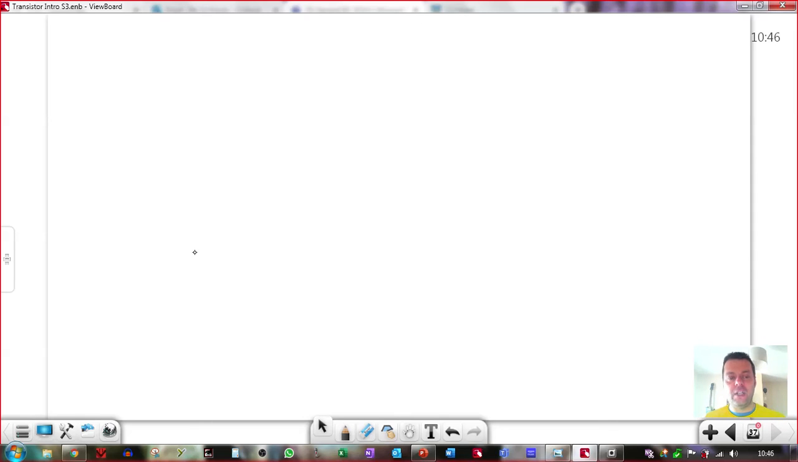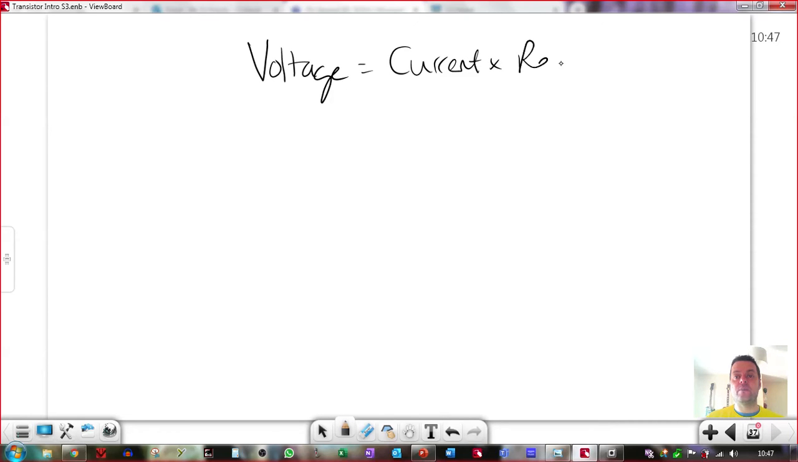So in this lesson, what we're going to do is go back and look at Ohm's law, and we're going to look at series and parallel calculations. Just as a recap, Ohm's law is where we relate voltage. So voltage equals current times resistance. That appears in the data book as V equals IR.